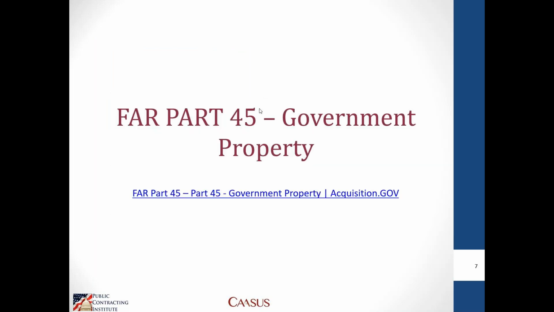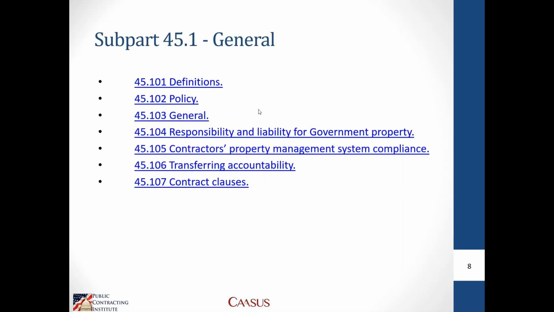So now that we understand the two main buckets of government property, contractor acquired property and government furnished property, I want to go through the FAR and what the definitions, the policies, and the responsibilities for both the government and the contractor are with regards to government property, also the assessment process of your business system. Government property is one of the main 6 business systems that are audited by DCMA. We're going to talk about transferring accountability of government property, and also touch on a couple of contract clauses.